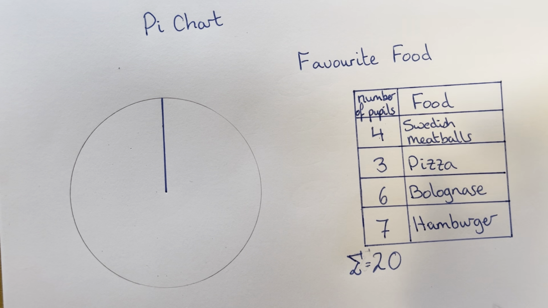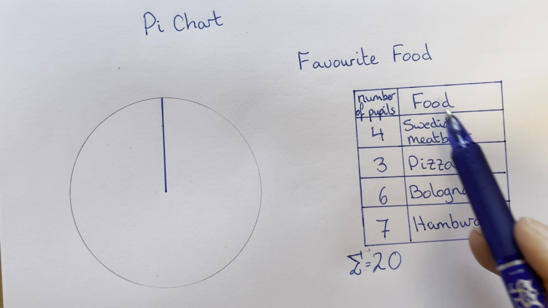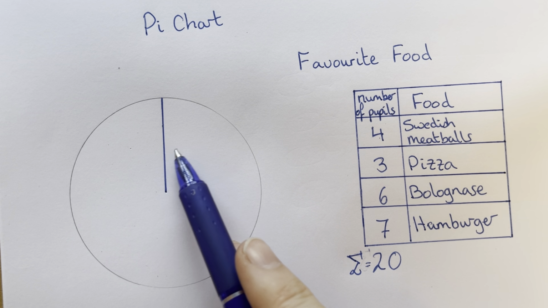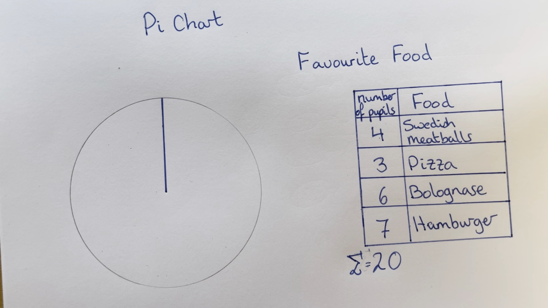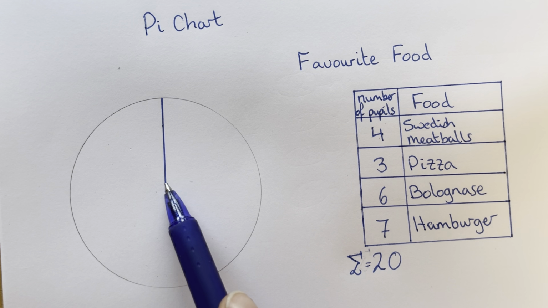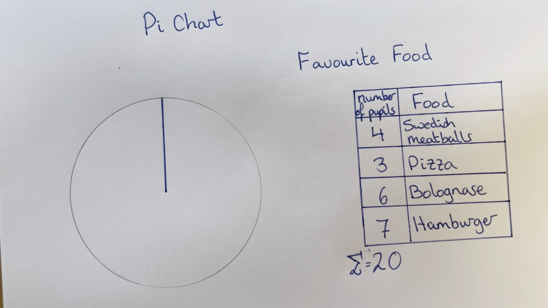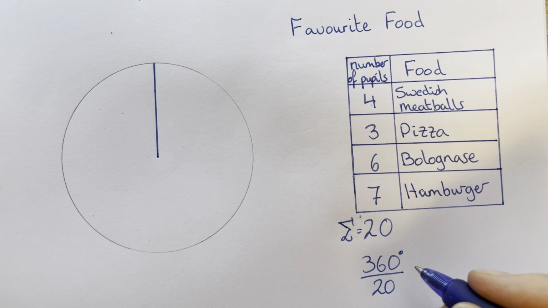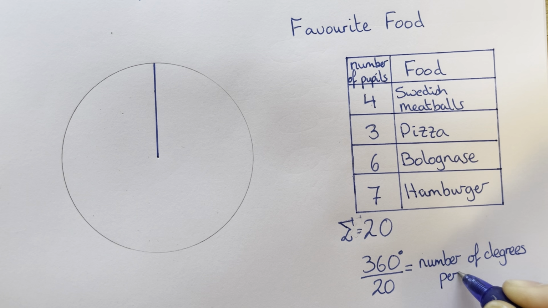So this gives us a good idea. If all 20 people had answered Swedish meatballs, then the whole of this circle would be one colour. And we know that there are 360 degrees in a circle. So how many degrees would one person represent? Well, then we'd take the 360 degrees, which is the whole circle, and divide it by 20 people, because we had 20 people in the investigation, and that will give us how many degrees per person.